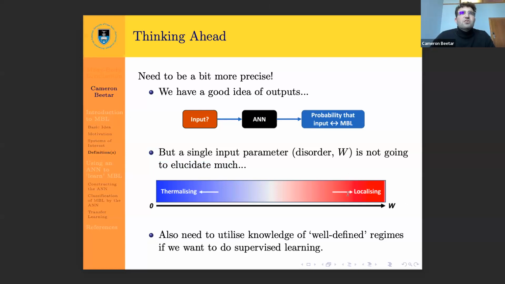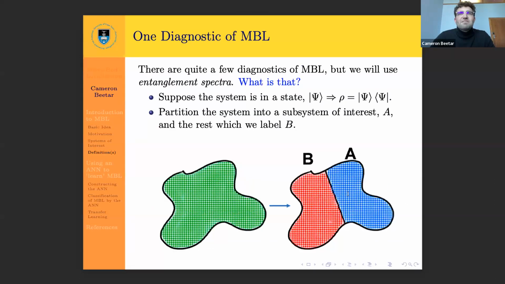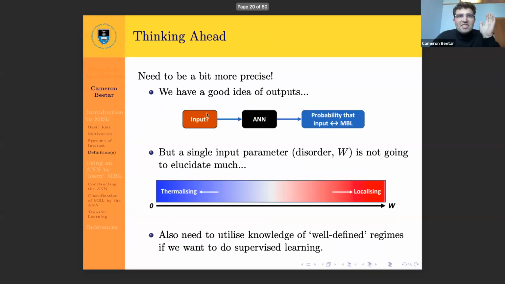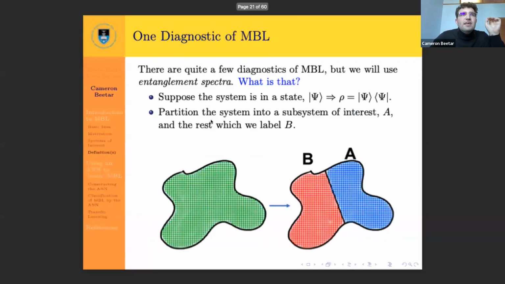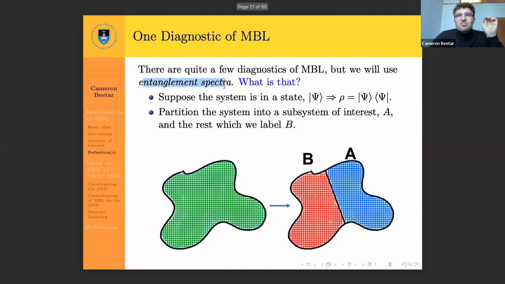Right. So we need to figure out one of the key issues here, which was: what is the input to the neural network? What we're going to use is the entanglement spectrum. So what is that? Suppose I have this initial green state. That's the whole system, and that system is in a state psi. From that state, I can construct a density matrix, which is just ket psi bra psi.